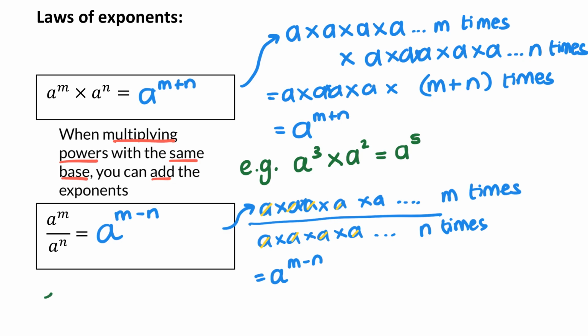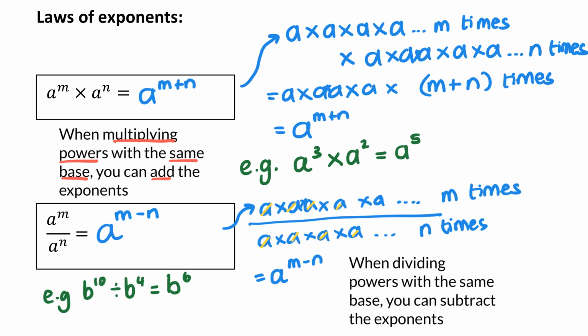Let's quickly look at an example. If I had, for example, b to the power of 10 divided by b to the power of 4, that is 10 minus 4, b to the power of 6. So in summary, when dividing powers with the same base, you can subtract the exponents. We've covered what is known as the first law and the second law of exponents. A nice way to think of the laws of exponents is as shortcuts.